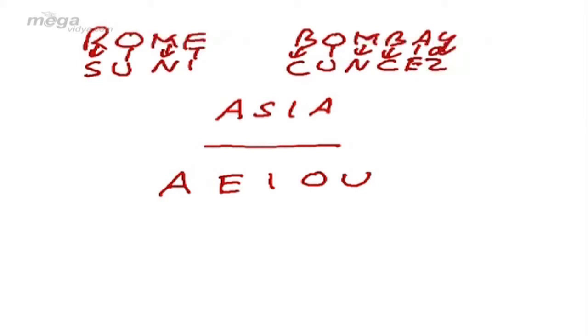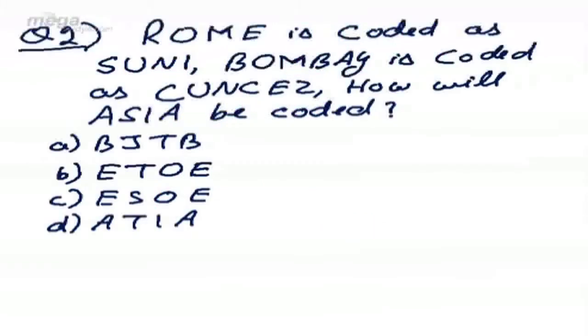And in Asia, only S is a consonant. Therefore, for S, T will be written, the next letter. But the rest are vowels. A is a vowel, the next vowel is E. I is a vowel, the next vowel is O. A is a vowel, the next vowel is E. So the answer becomes E-T-O-E, which was given to us in the B choice. Therefore, B is the correct answer.